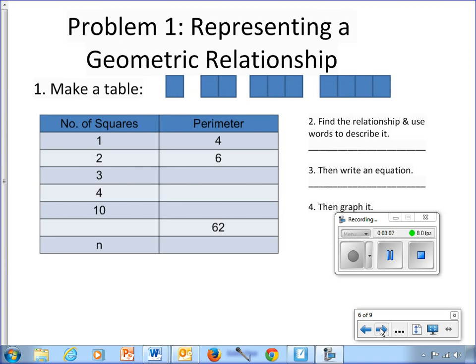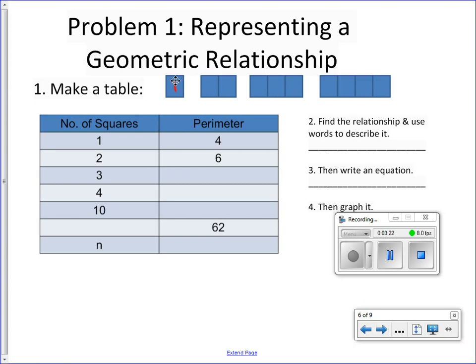All right, so our first problem is representing a geometric relationship. And the first thing that we're going to do is make a table, which has already been started for you. So notice we have one square, and its perimeter is 1, 2, 3, 4 units, and that's already been shown for you right here. Two squares has a perimeter of 1, 2, 3, 4, 5, 6, which is already in our table.